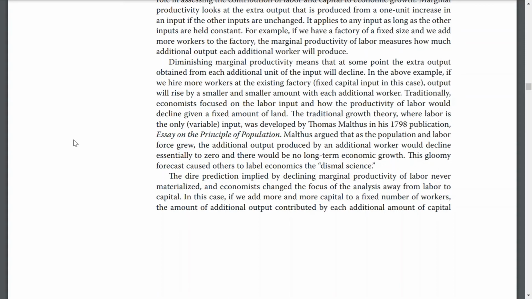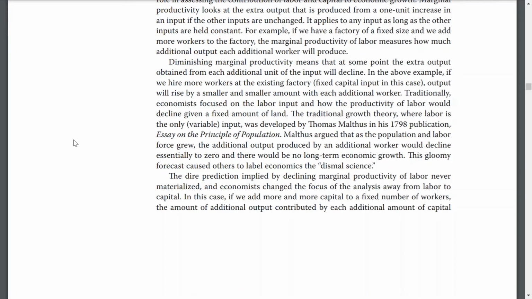The traditional growth theory, where labor is the only variable input, was developed by Thomas Malthus in his 1798 publication, An Essay on the Principle of Population. Malthus argued that as the population and labor force grow, the additional output produced by additional workers would decline essentially to zero, and there would be no long-term economic growth. The gloomy forecast caused others to label economics the dismal science. The dire predictions implied by declining marginal productivity of labor never materialized.